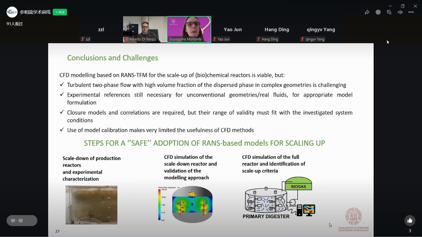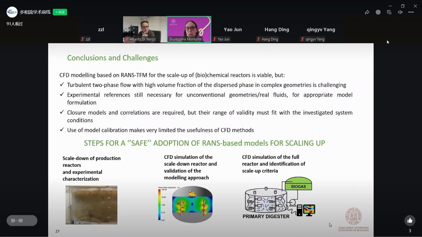In summary, if we have the target to scale up and down chemical and biochemical reactors, Reynolds-averaged two-fluid model methods are a viable solution nowadays, much more reliable than traditional methods based on global parameters.